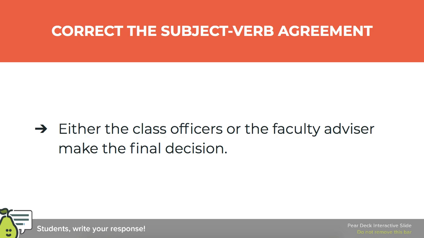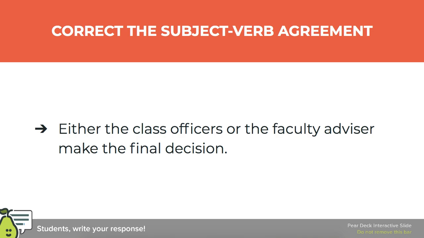Either the class officers or the faculty advisor make the final decision. Take a look at that. What's our subject? And what's our verb? Usually it's easiest to identify the verb first, so find the action. In this case, it is make the final decision. Now what's our subject though? Is it the class officers or is it the faculty advisor? Because that matters. Right now the class officers is plural, the faculty advisor is singular. And we need to be able to match the subject with the verb, and we can't do that unless we know what the subject is.